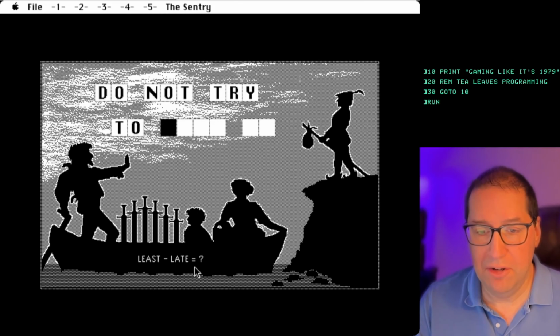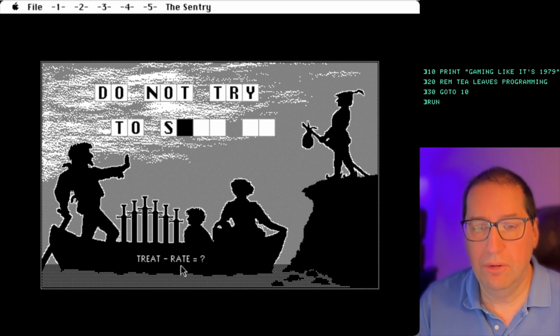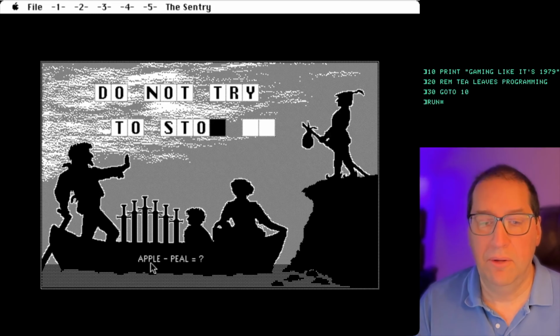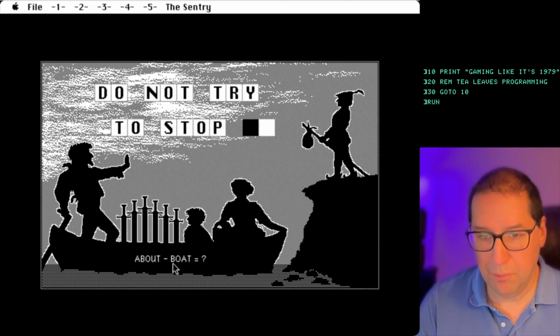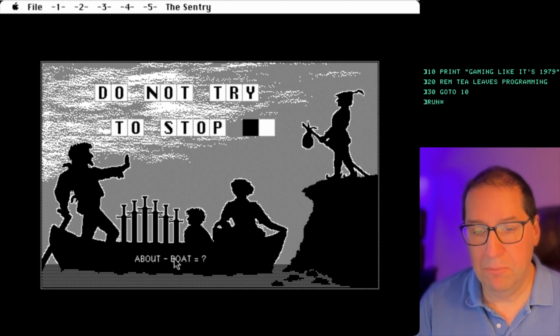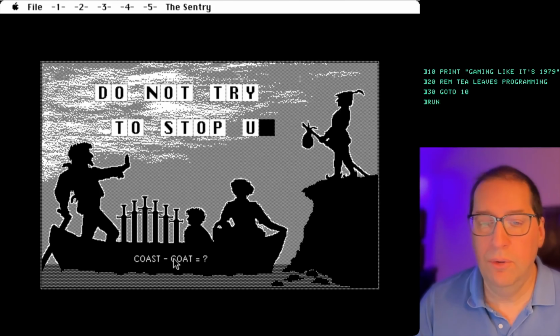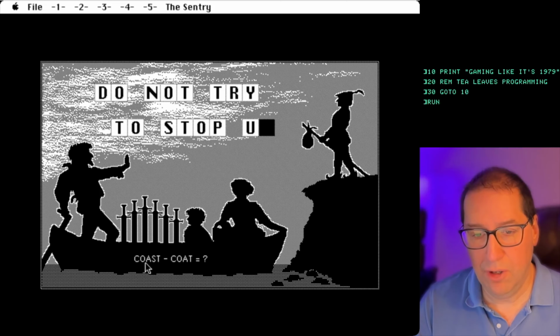So least minus late is S. Treat minus rate, it's got to be T, right? Yeah. Poach minus chap. Apple minus peel. There's 2 P's in apple. We're removing one of them, left with 1 P. About minus boat. U. And I think we could all see where this is going.